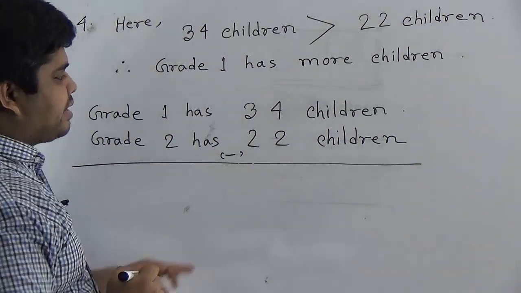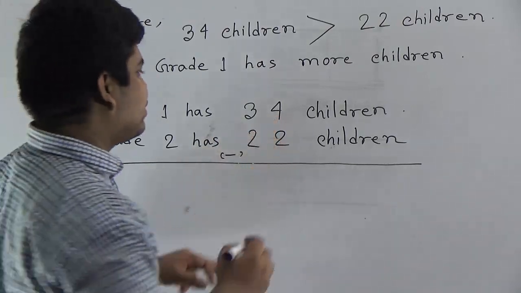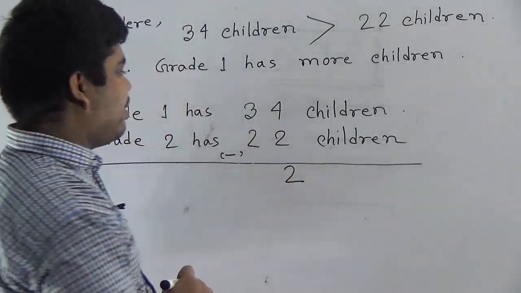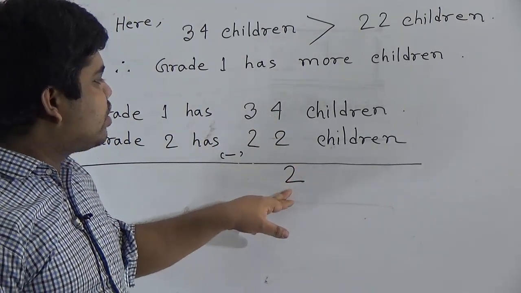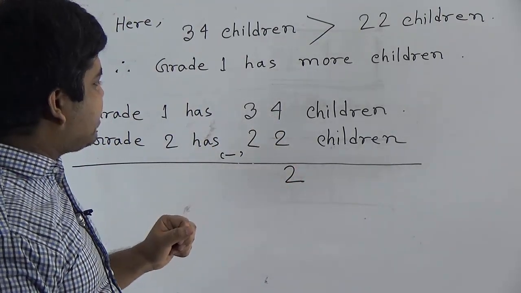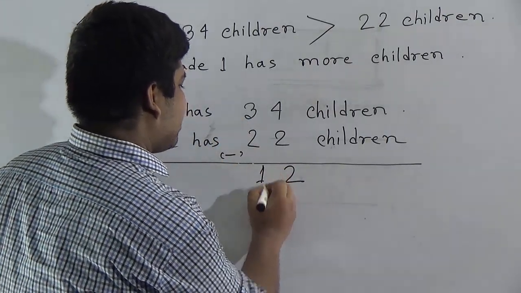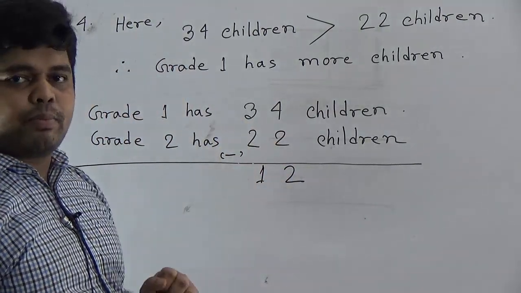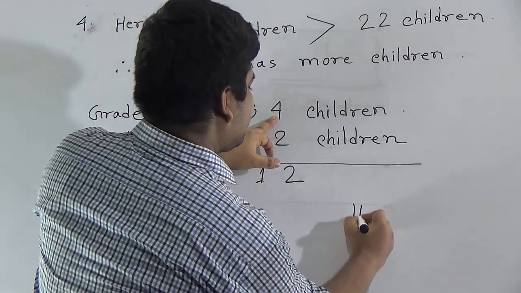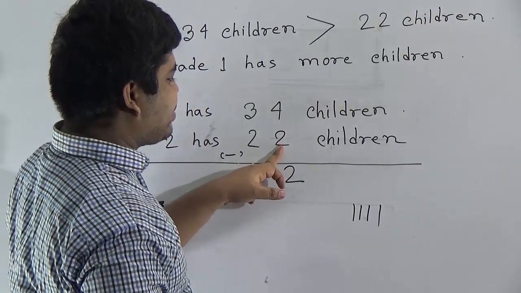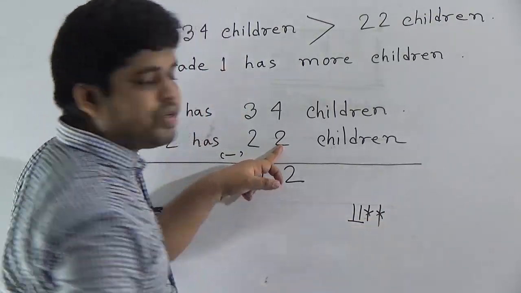After that you subtract. If you subtract 2 from 4, then we get 2. I repeat, if I subtract 2 from 4, then we get 2. After that, if I subtract 2 from 3, we get 1. You can also subtract by drawing sticks. Draw 4 sticks: 1, 2, 3, 4. And subtract 2, that means cut 2 sticks. And we get 2 sticks left.